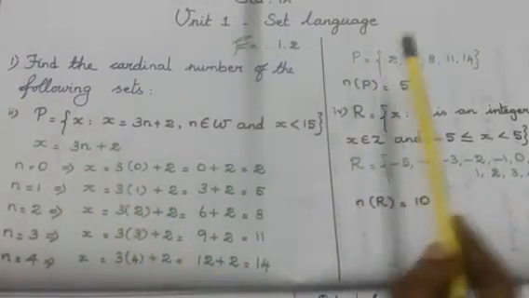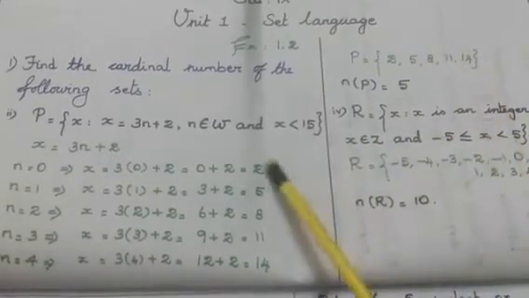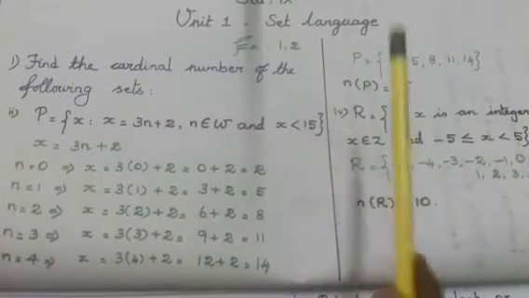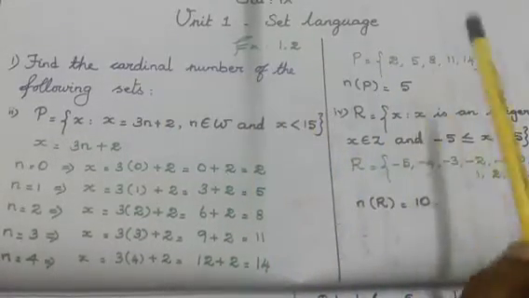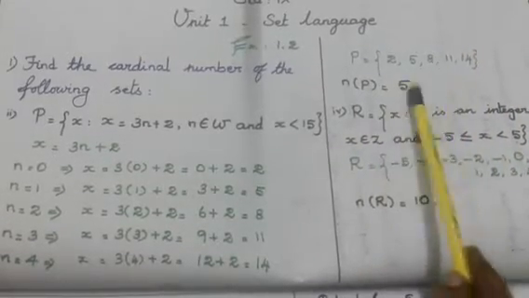Now we write the set. Set P = {2, 5, 8, 11, 14}. We get these numbers, so we write them. Now the cardinal number: cardinal number means how many elements are inside the set. So n(P) = 5.